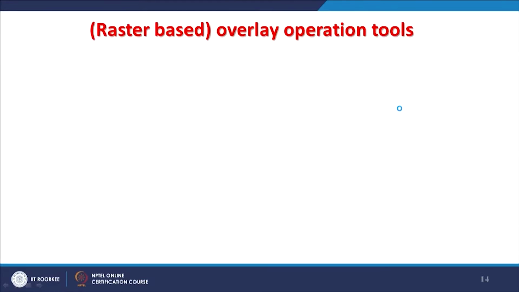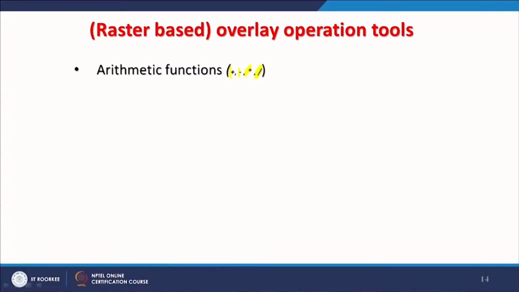Even on the raster, no issue. So raster based operations, many more operations you can do on raster also. All these basic arithmetic operations, plus, minus, multiply and divide, subtraction, addition, multiplication and division, all four basic arithmetic operations you can perform on raster layers.